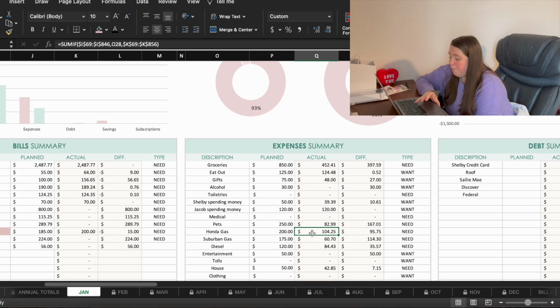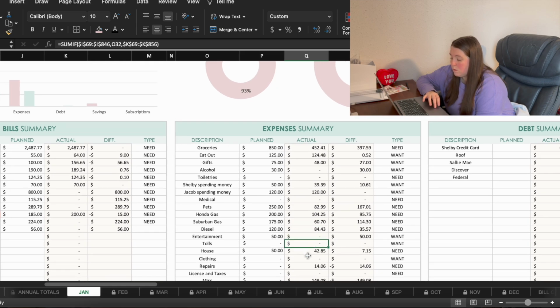I've spent about half of the gas, which is about right since it's halfway through the month. Oopsies. The Suburban is doing pretty good because we haven't been using that really at all. Same with diesel. Tolls, nothing.